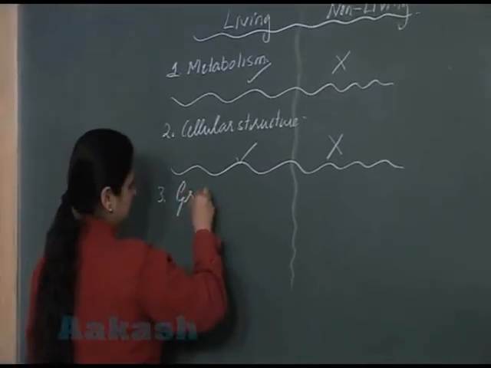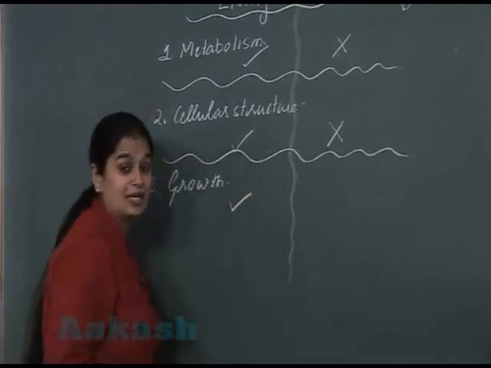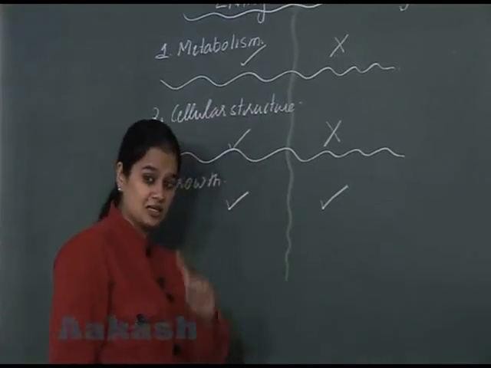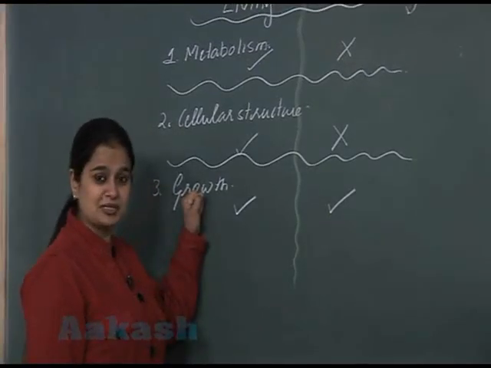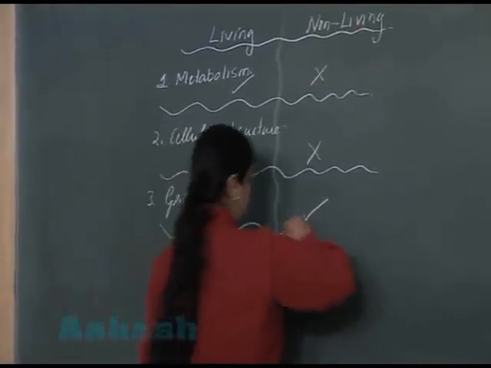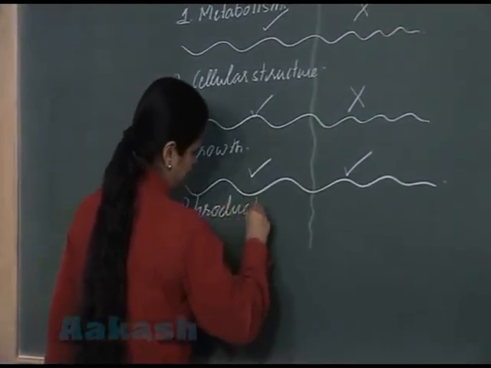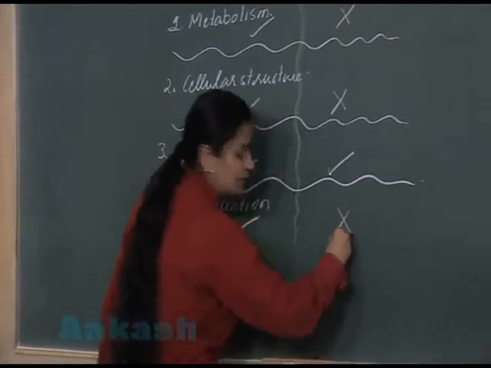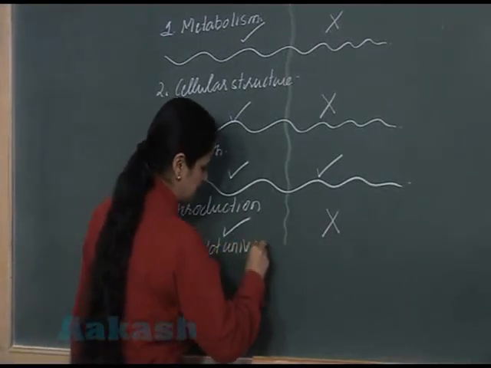Third one, growth. It is present in the living organism as well as in the non-living objects. But we have discussed how the growth in the two of them is different. What type of growth is present here? Intrinsic, and in this case extrinsic growth. Reproduction: present in living organisms. In non-living objects it is absent, but it is not universally present.